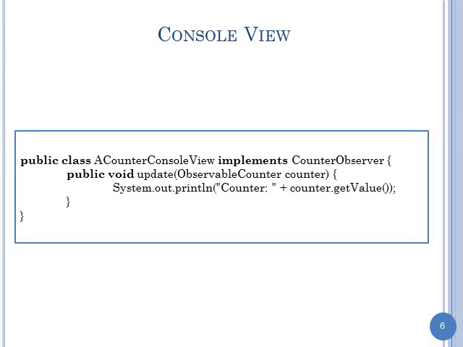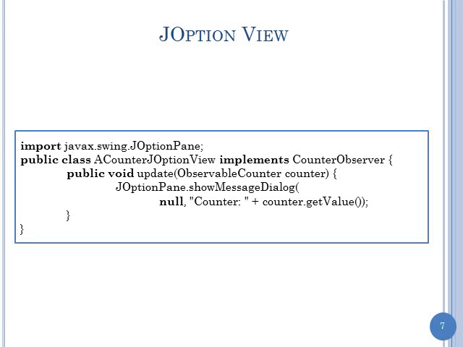Okay, my console view just has the update method, no input, and all it does is, given a counter, display this value. Just an independent piece of code doing output. And I can go to a JOption view, and that implements the same update method in a different way. It shows the dialog box. And this is interesting now. I said earlier that interfaces combine the functionality of different implementations, and you can't see from the outside the differences between these implementations.